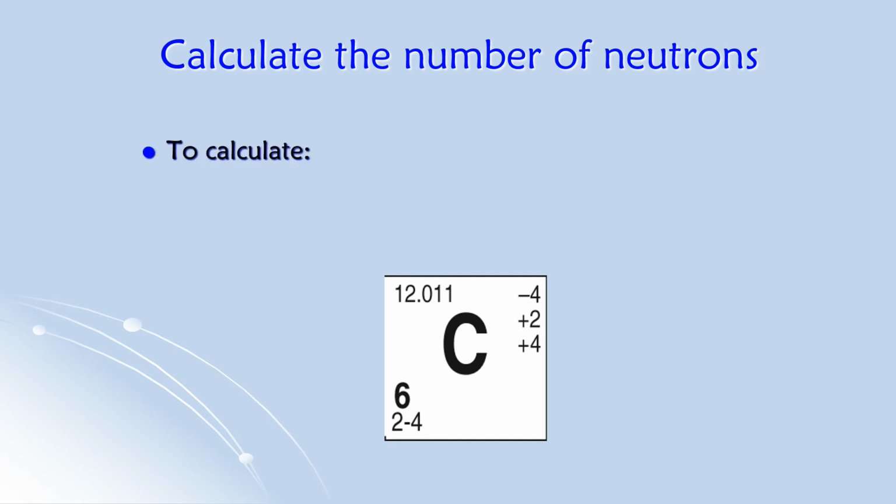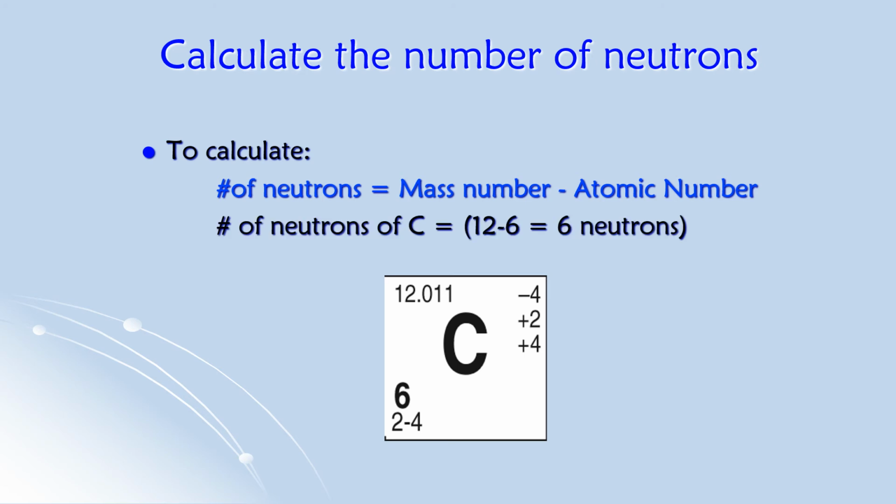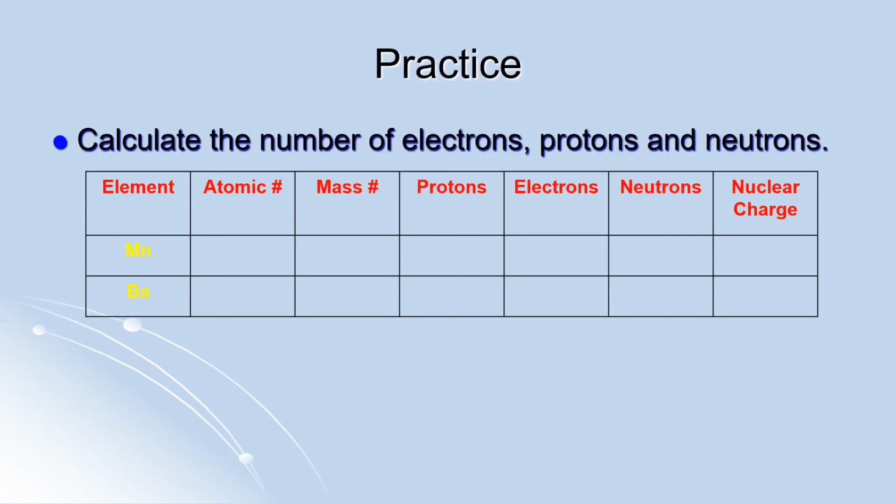To calculate its number of neutrons, we just take the mass number and subtract the atomic number from that. So in this case, for the sake of easier math, we'll just round the 12.011 to 12, and we'll say 12 minus 6, and that is going to give us 6 neutrons. So this atom of carbon is going to have 6 neutrons. As simple as that. This is how you calculate the number of neutrons in an atom: mass number minus atomic number.